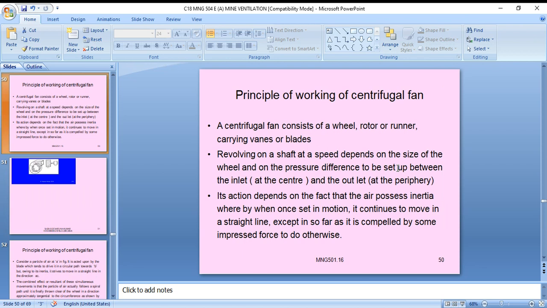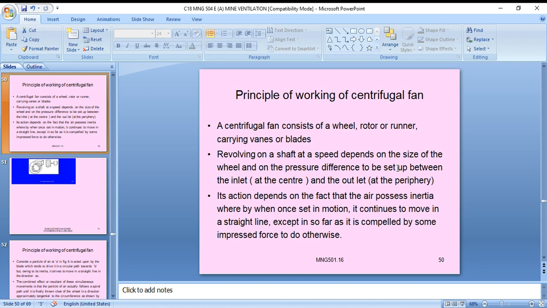Principles of working of a centrifugal fan. A centrifugal fan consists of a wheel, that is a rotor or runner, inside carrying vanes or blades. They call them vanes or blades, revolving on a shaft at a speed depending on the size of the wheel and on the pressure difference to be set up between the inlet at the center and the outlet at the periphery.